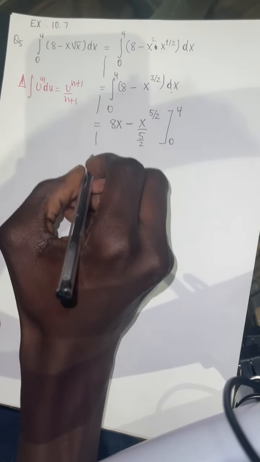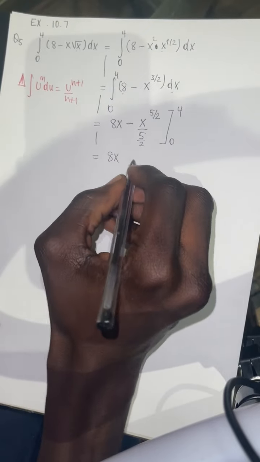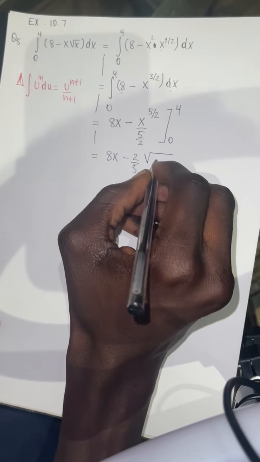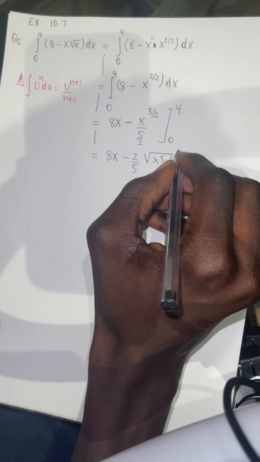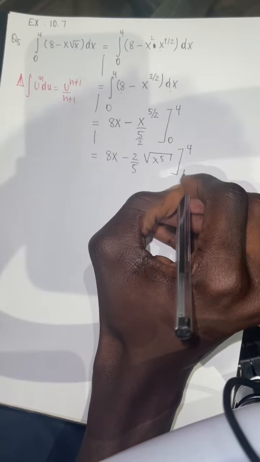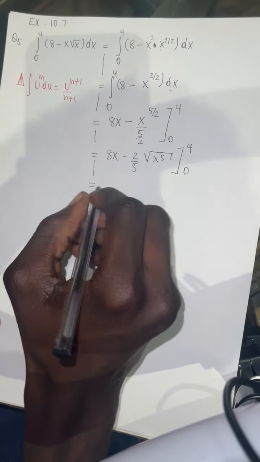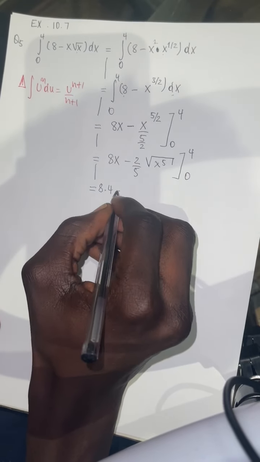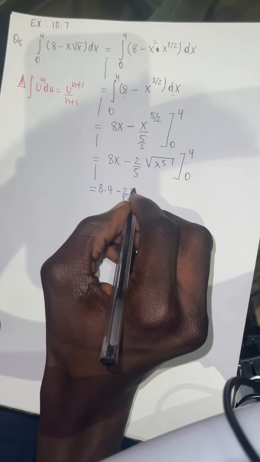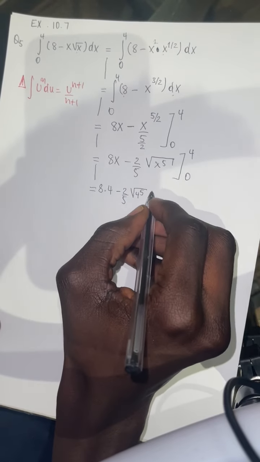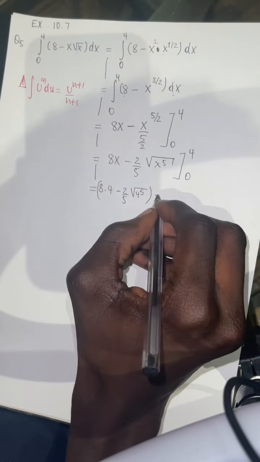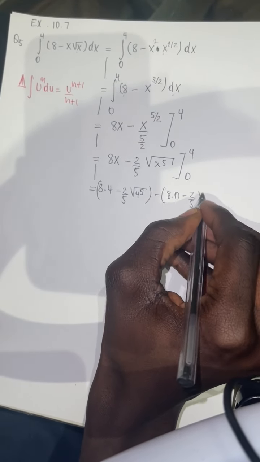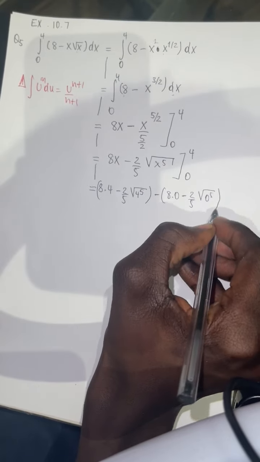So now from here, we can just arrange it. So we have 8x, minus 2 over 5, and this is the square root of x to power 5, and then the limit is 0 to 4. So what we're going to have here is 8 times 4 minus 2 over 5 square root of 4 to power 5, and then we close the bracket, minus 8 times 0 minus 2 over 5 square root of 0 to power 5, and then we close.